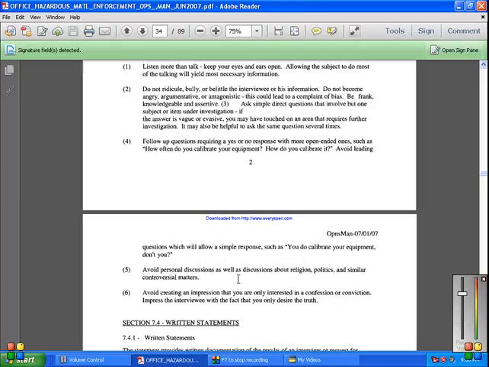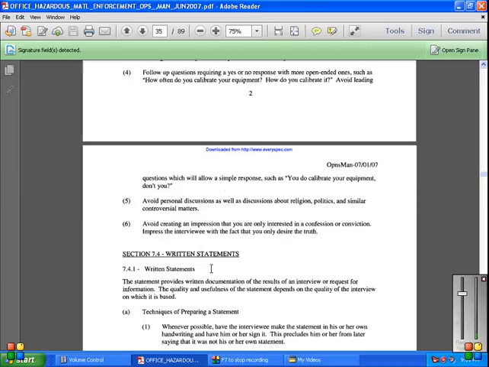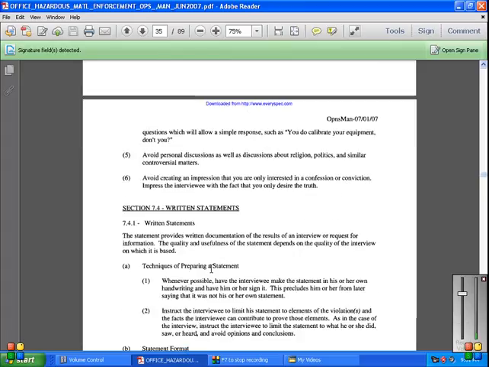Section 7.4. Written statements. The statement provides documentation of the results of the interview. The quality and usefulness of the statement depends on the quality of the interview on which it is based. Techniques for preparing a statement: Whenever possible, the person interviewed should write the statement in his or her own handwriting, and sign it, which prevents later claims that it was not his own statement.